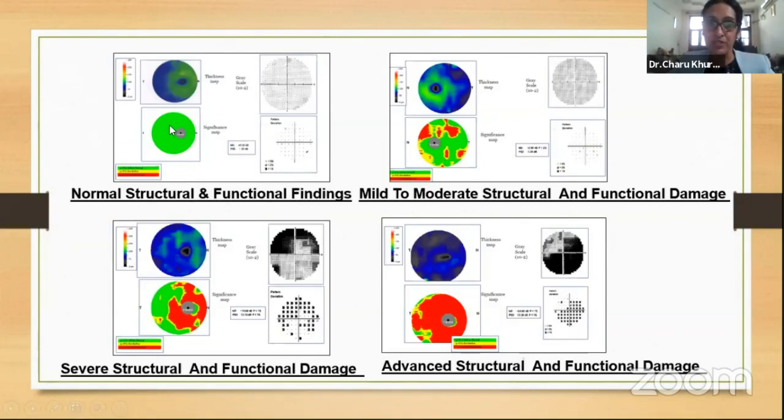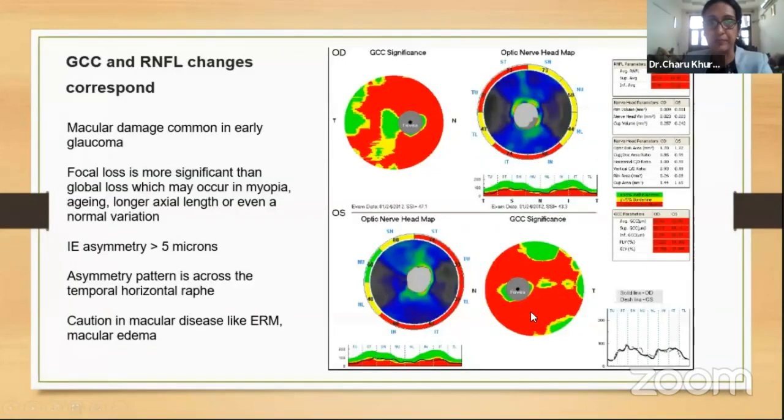So in a normal patient, this is how the GCC will appear. In patients where the visual field defects have not yet started, but there is early disease, there will be areas of ganglion cell thinning. And then of course, in severe functional loss, we find that the GCC loss has increased significantly. Now, normally the GCC as well as the RNFL changes will correspond, but you should be cautious in patients with macular edema and also in patients with ERMs, because there you may get a higher GCC thickness.